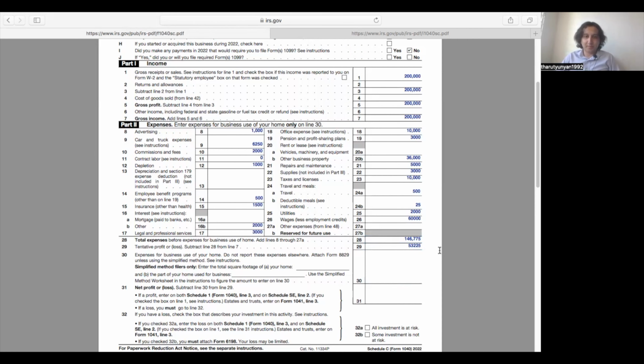All right, so hopefully I got this right. It's $146,775 in expenses, which means the tentative net profit is $53,225.